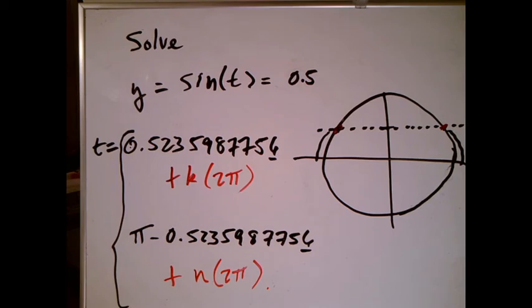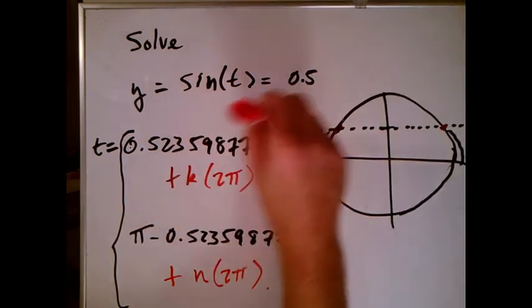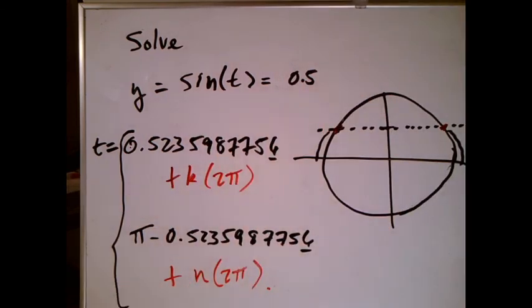So that's it. If I have one good point for sine, I can get the other point just by going too far and then backing off a little bit. That's it for finding all the solutions of a sine equation using one that we got from an inverse trig function.